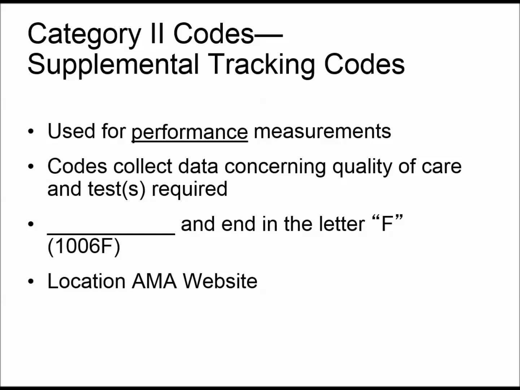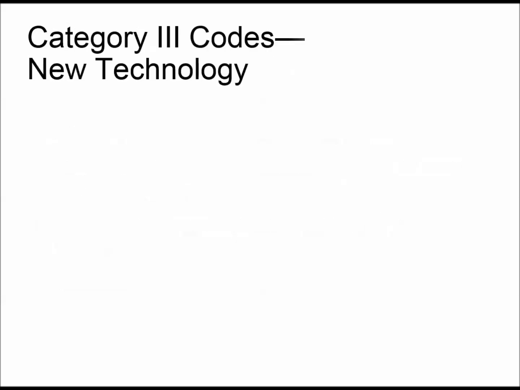Is use of a category 2 code mandatory? No, it's not, it is optional, and it's actually used to facilitate data collection. They provide supplemental information and are always used in combination with category 1 or category 3 codes. They are alphanumeric and end in the letter F, and you can find these on the AMA website.